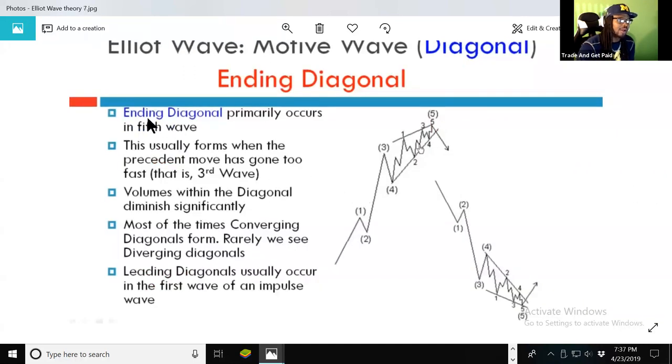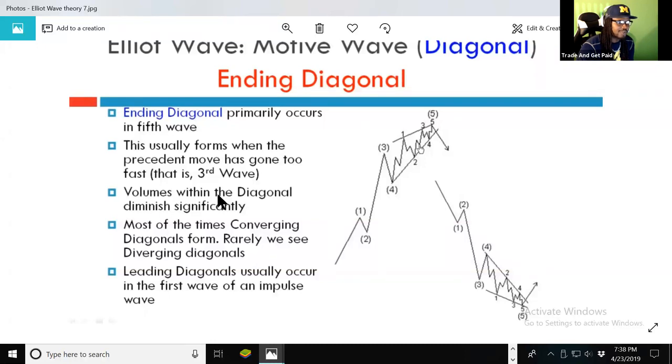So long story short, right? The end diagonal primarily occurs in the fifth wave. This usually forms when the preceding wave has gone too fast. That's the third wave, right? This thing has been overextended. We get a nice pullback and then boom, price shoots back up again. And you start getting that noisy move to the upside where it doesn't want to finish where it needs to finish, where it doesn't give you a clean thrust. It just gives you a lot of up and down, and finally you get a break.